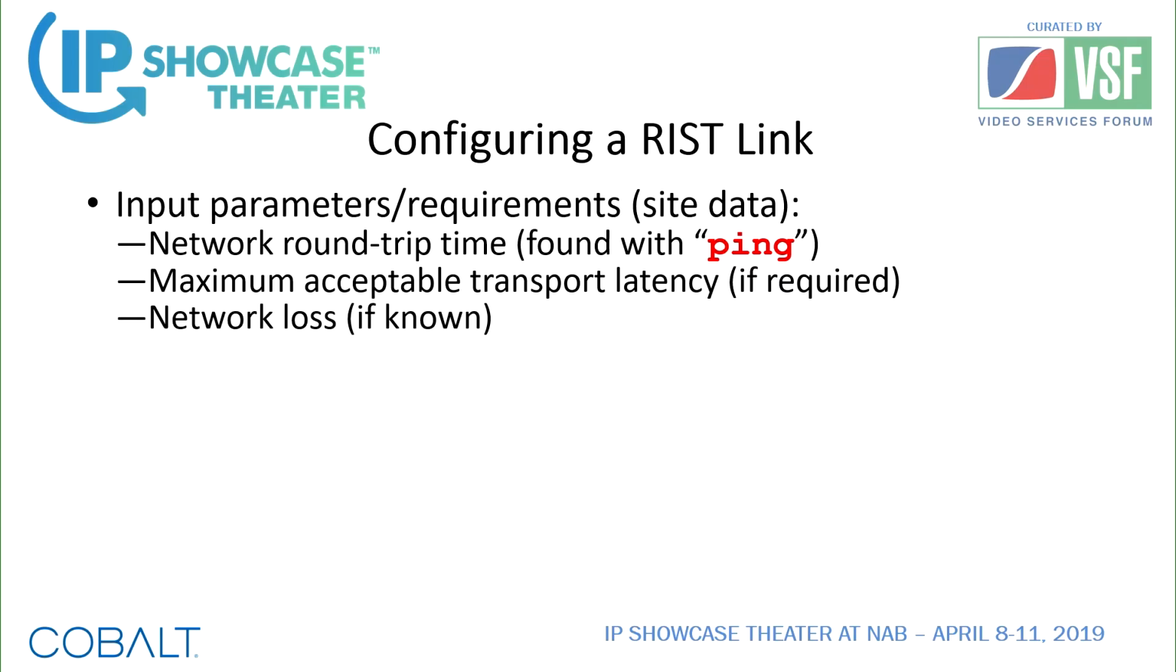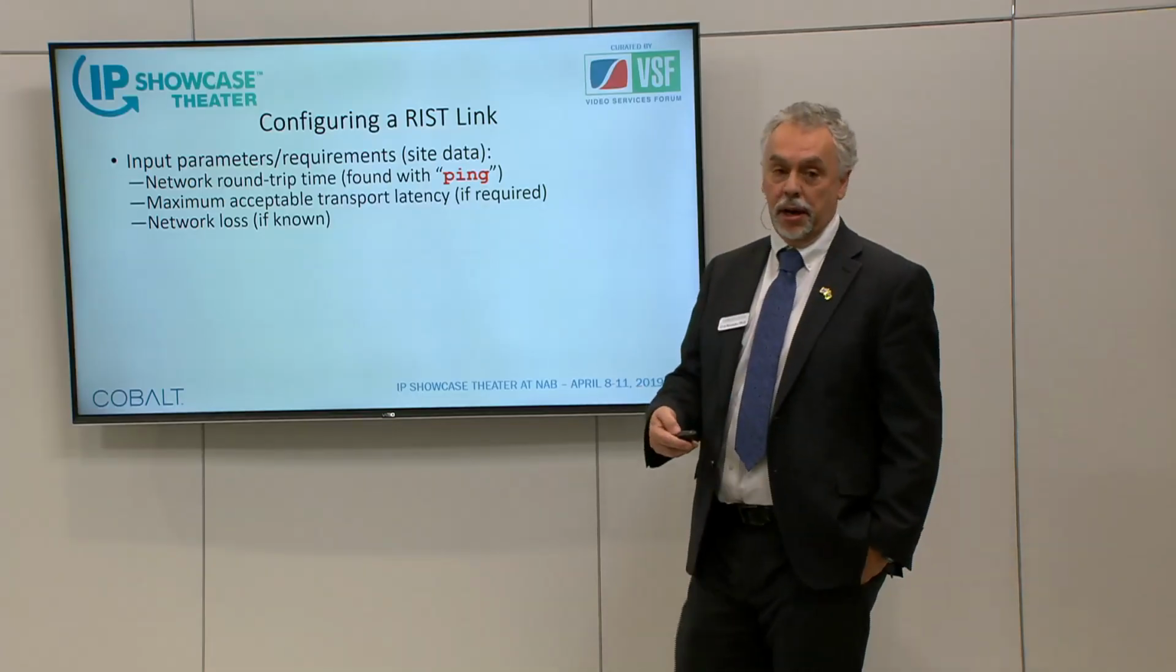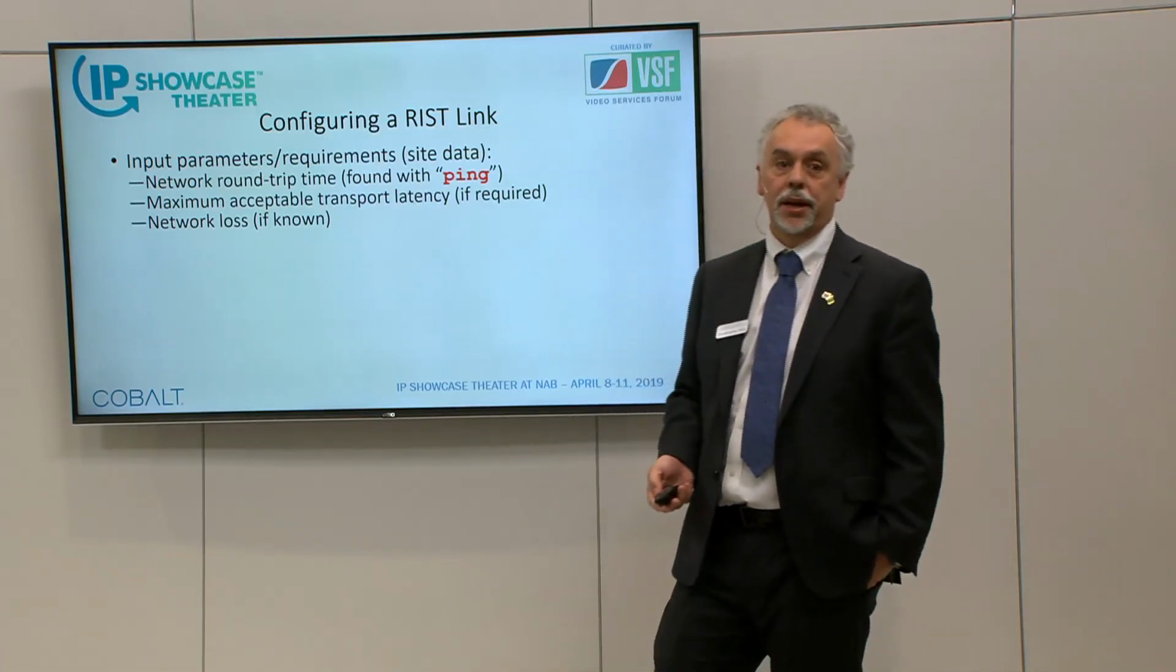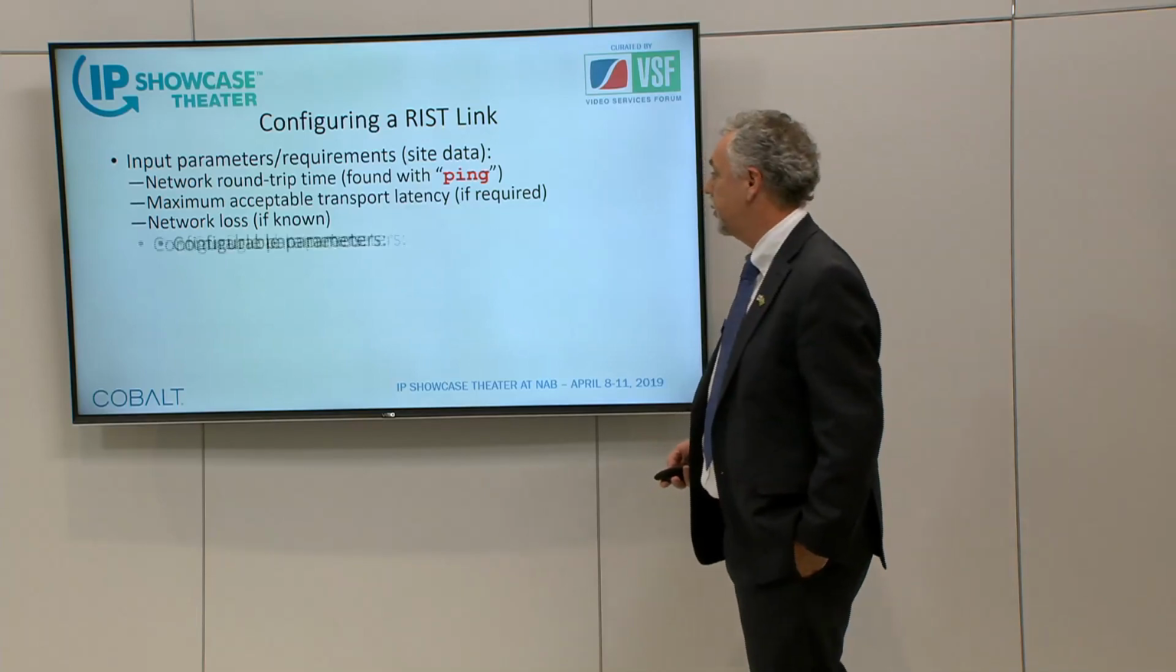So, how do you configure a RIST link? What you need to know, first, is the network round-trip time. You need to have an idea of that. You do that with ping. Your application may have a latency bound. What's the maximum latency? You may have that, or you may not have it. And you may know the network loss, or you may not know. Some links have a certain availability number that they give you. So you may know that, or you may not.